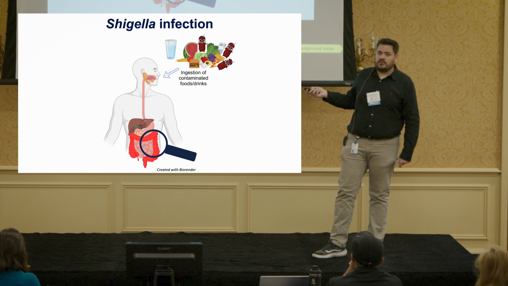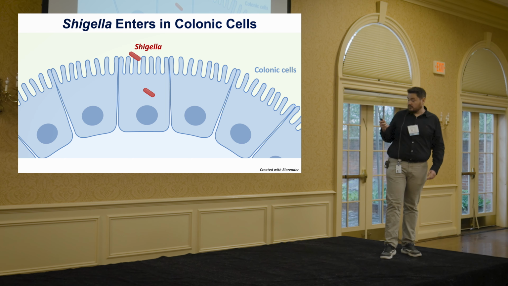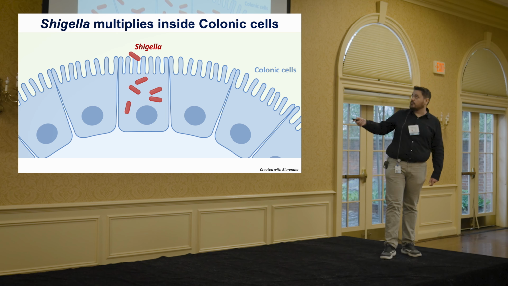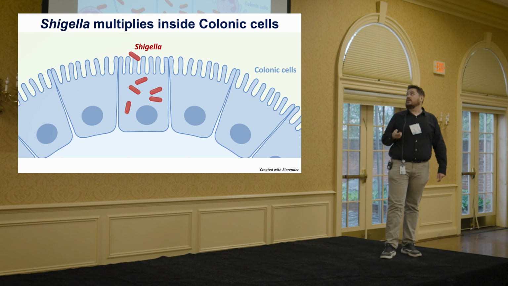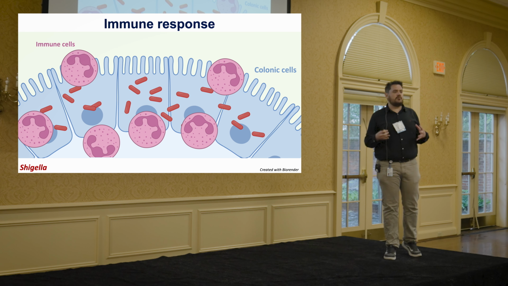Now, if we zoom in on it, and I apologize if I wake up any biology class trauma, we know that the colon presents colonic cells that are really tightly attached close to each other, here in blue. And we know that Shigella is able to enter into these cells, multiply inside them, but also disseminate into the adjacent cells, leading to a massive recruitment of immune cells, leading to this bloody diarrhea.